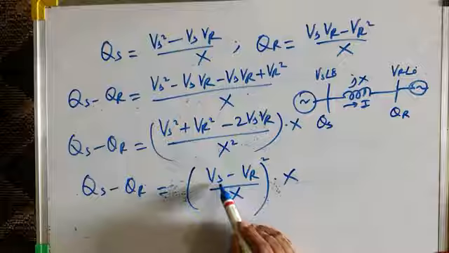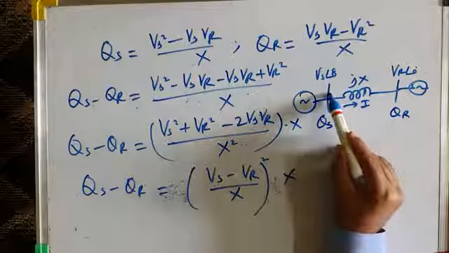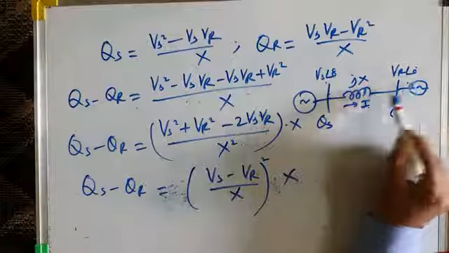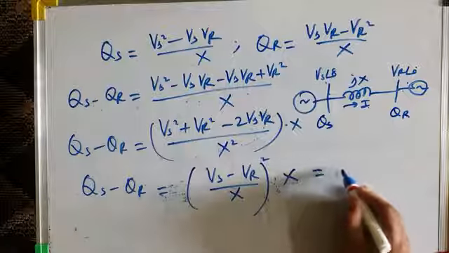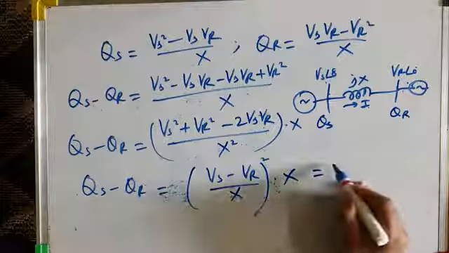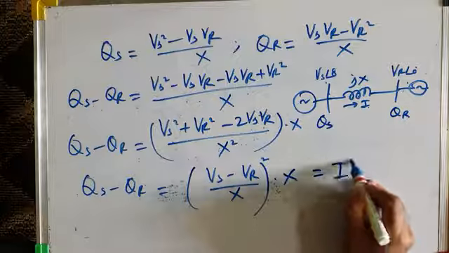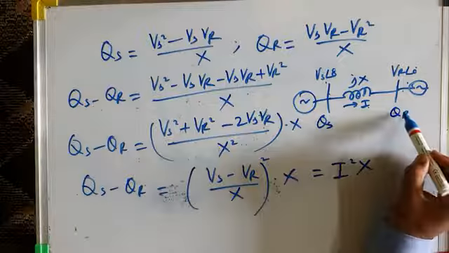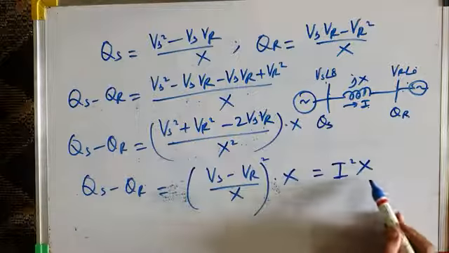And we already know what Vs minus Vr by X is. Vs minus Vr by X is nothing but current. Current is this voltage minus this voltage divided by reactance. So Vs minus Vr by X is current, and it is squared. So it is I square X. Therefore the difference between sending end reactive power and receiving end reactive power is not 0, it is I square X.